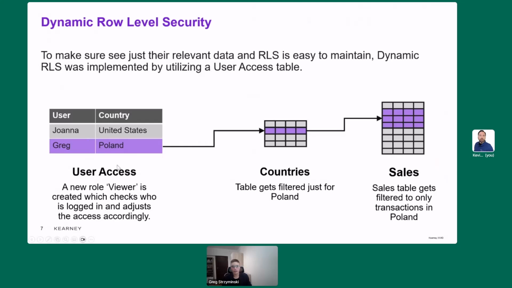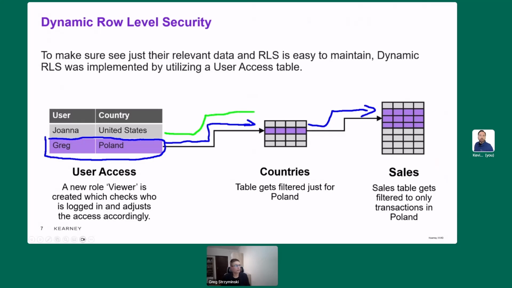And then this role will check who is logged in, so that it will know if it's me logged in or Joanna. And it will then automatically filter first the mapping of the countries to people. Then this filter will propagate further to the countries table, which will then consequently, and similarly as in the static row level security, filter the sales table to just Poland for me. And in case that would be Joanna, I guess you already got the message. It will go this way similarly, but will filter for just United States.